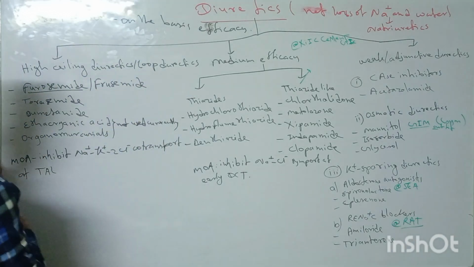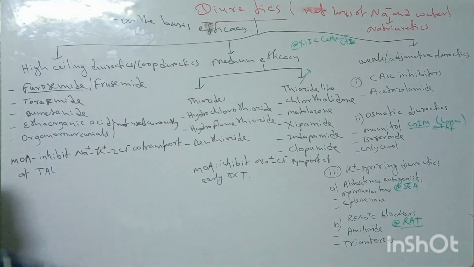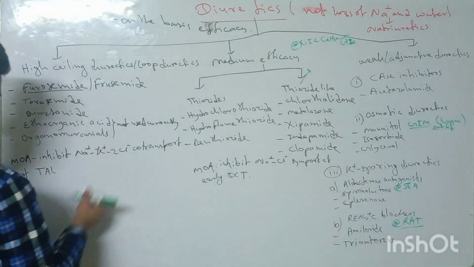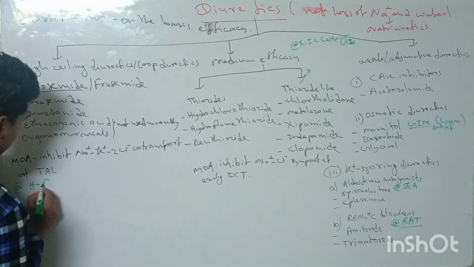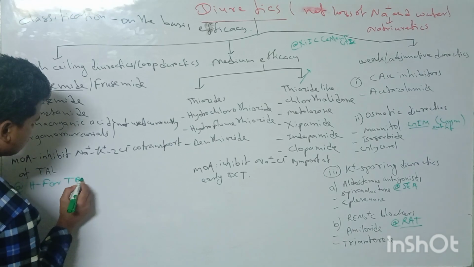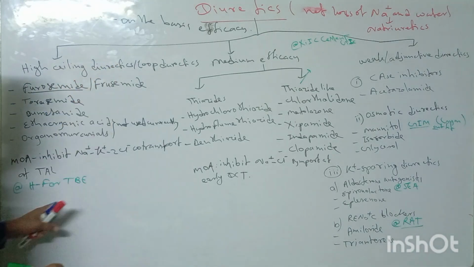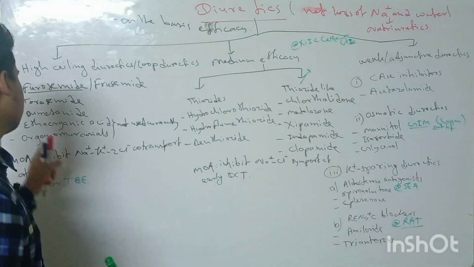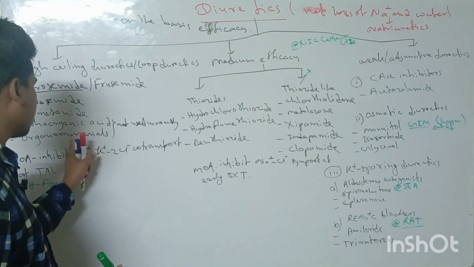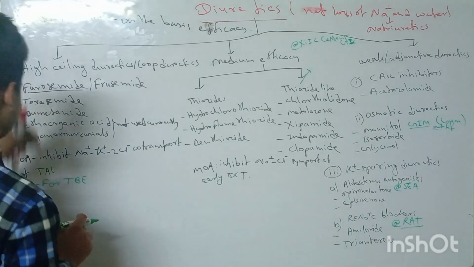And again for these high ceiling diuretics, remember H for high ceiling diuretics: F furosemide, T torsemide, B bumetanide, E ethacrynic acid. Again, I mentioned these ethacrynic acid and organomercurials. If you don't know them, no problem. Remember the first three examples above.